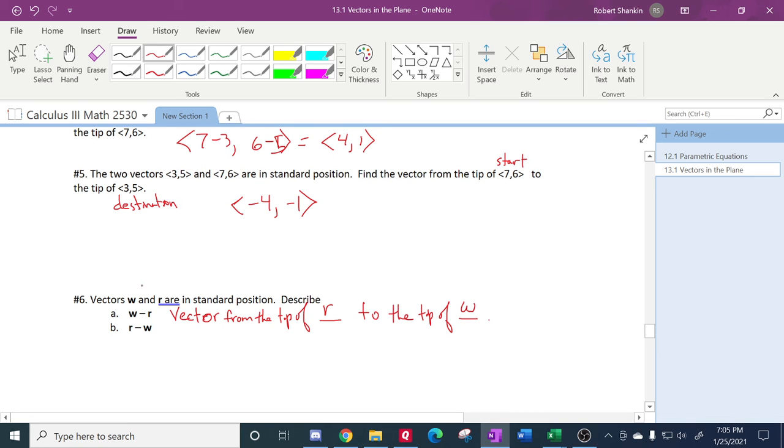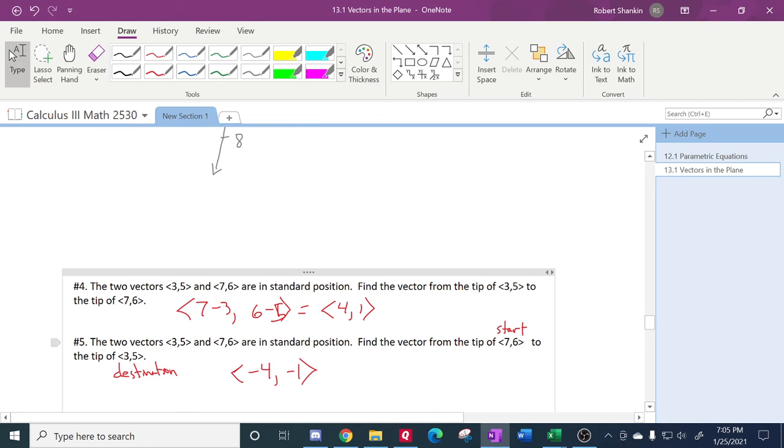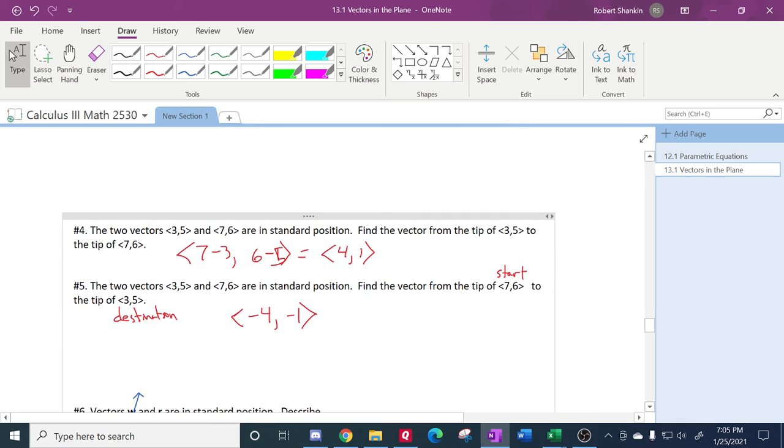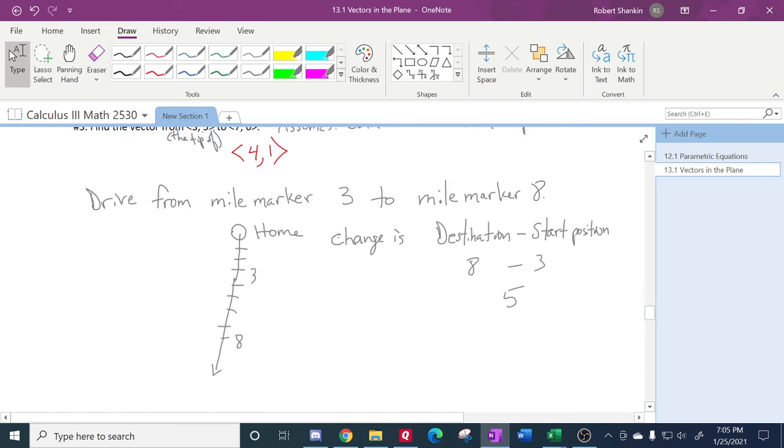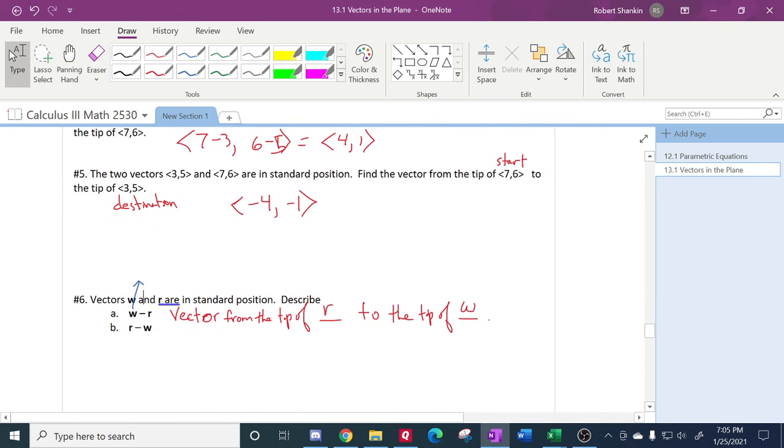Okay. And when we do subtraction of two vectors, so we were looking back here, two vectors, find the tip of that to the tip of that. We had to always start with the destination minus the start position. The subtraction of two vectors, when we visualize it, will always take the first vector as our destination. We'll always look at the second vector as our start position.